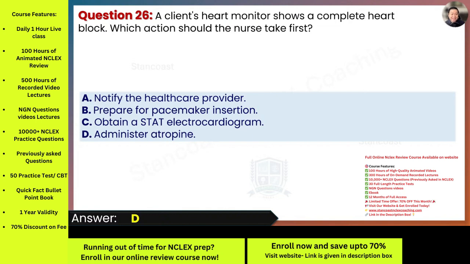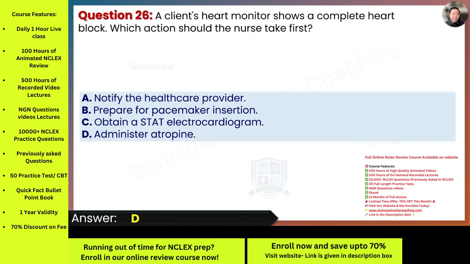And in this case of complete heart block, where the heart rate is dangerously low due to the disconnection of the electrical signals, the atropine works quickly to raise the heart rate, and it will stabilize the patient. And so this is absolutely the first action to take, as the patient's condition can worsen rapidly without immediate intervention. So what you want to do in this case is to stabilize the heart rate before complications like shock or arrest can happen. So the clue to answer this question is that atropine addresses the immediate need for a higher heart rate. That's why this is a priority.